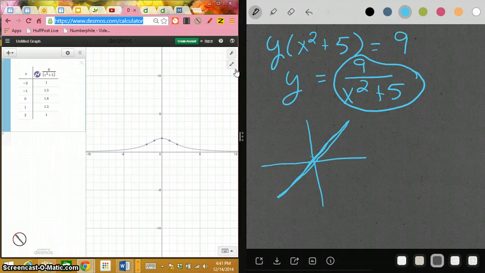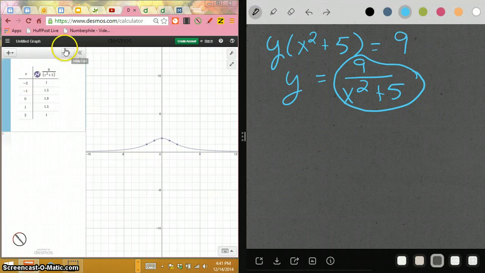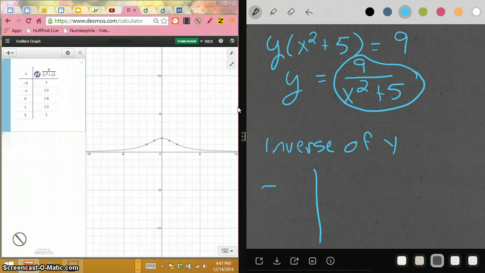Actually, as a matter of fact, why don't I just flip this over here? So I'm going to make a table for the inverse. The inverse of y is going to be just the opposite. So over here on the table that is online, x is -2, y is 1. So that means here it's going to be 1, -2.